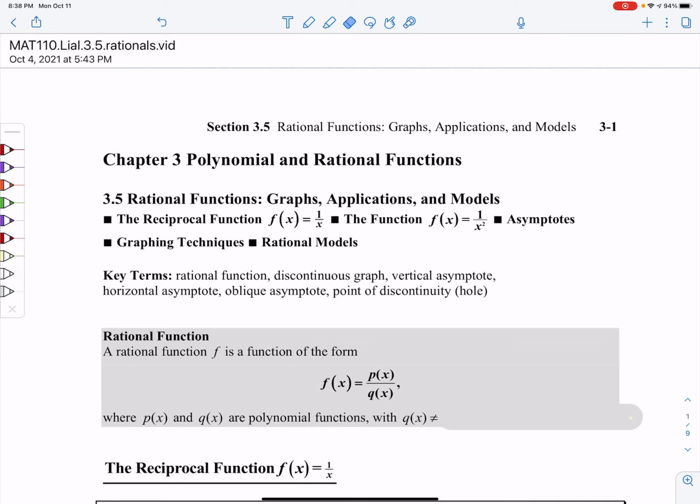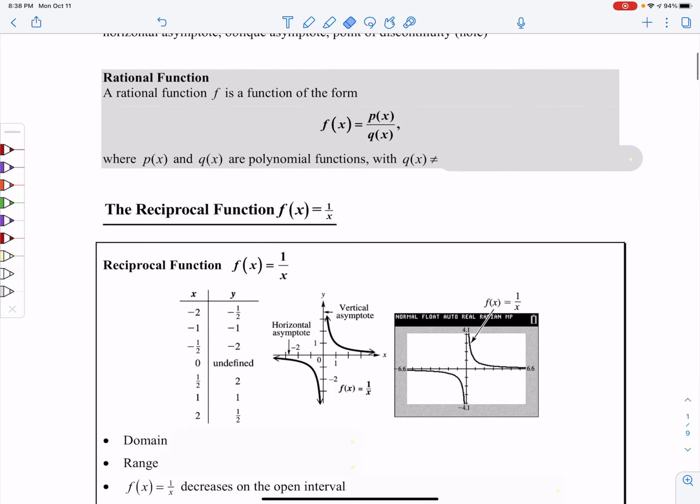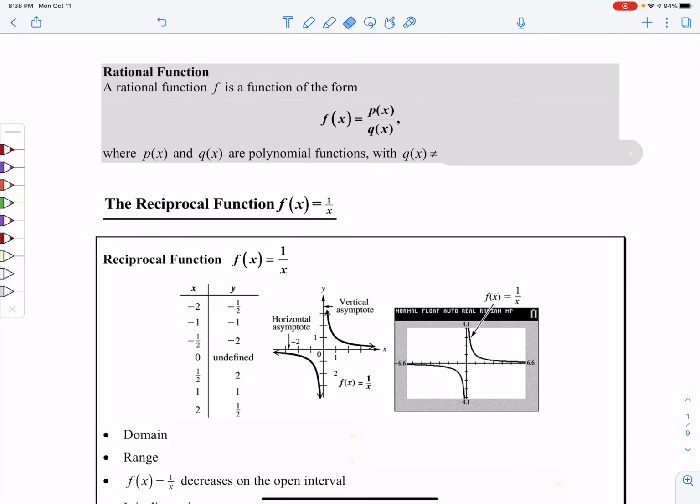All right, this is going to be a video from section 3.5 where we're introducing to you rational functions. A rational function is basically a function that's in the form of a fraction, where I have a polynomial on the top and a polynomial on the bottom. And you remember that you're not allowed to have 0 on bottom, so the polynomial on bottom, q of x, is not allowed to be 0.